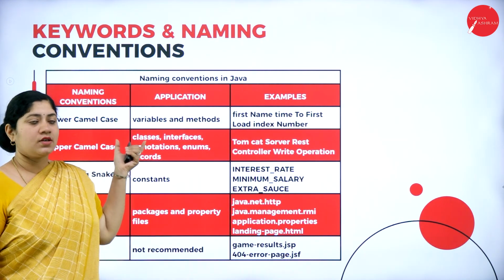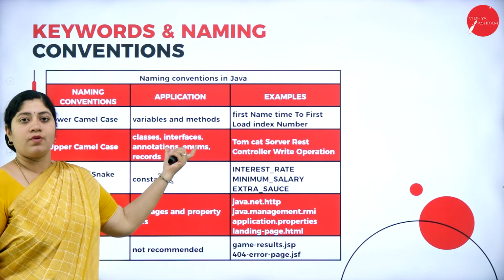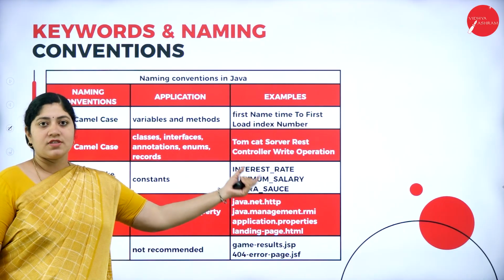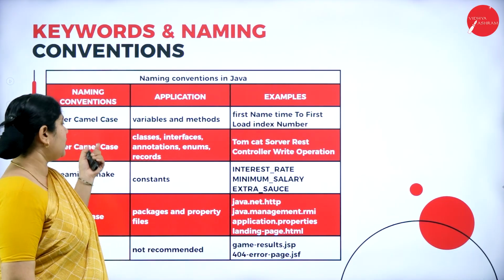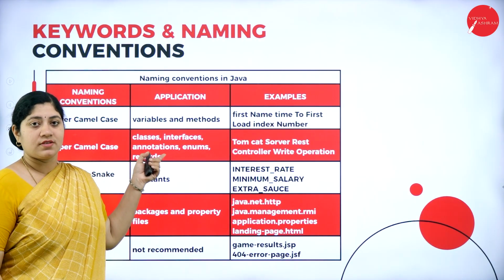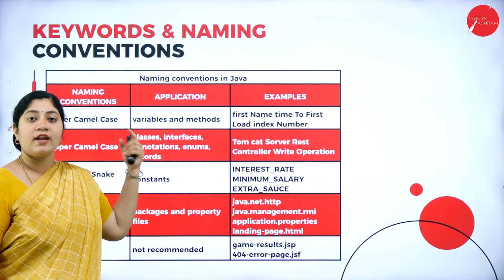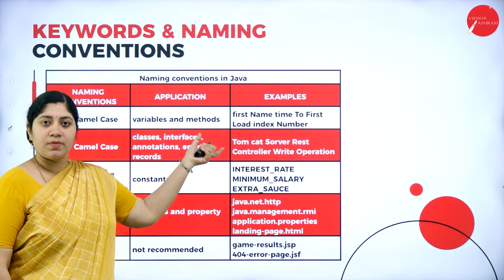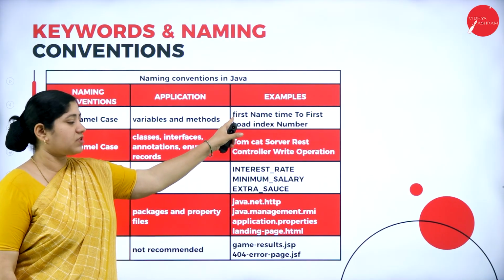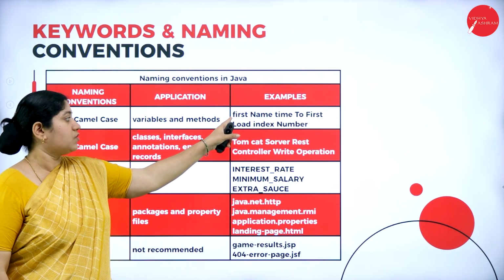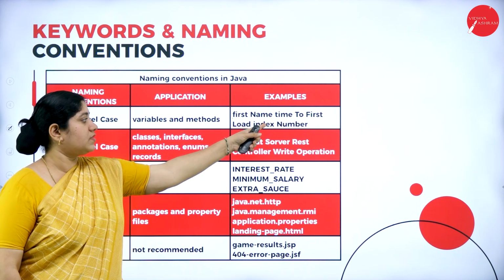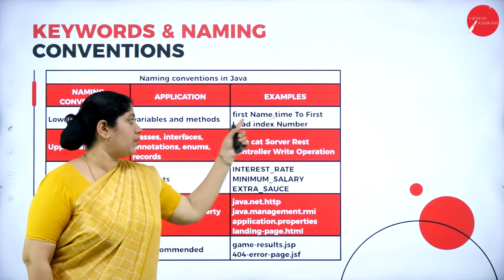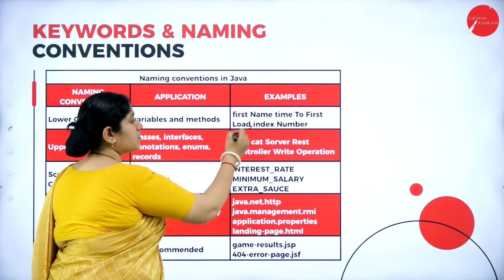So we have considered various naming conventions, followed by applications, like where these naming conventions are used, and a simple example for each. Initially, we can go with lower camel case. What does it refer to and where is it used? Yes, it is used to define variables as well as methods. In the example you can see here, the starting letter is a lowercase letter, correct? So first name, then second one, time to first load, followed by index number.